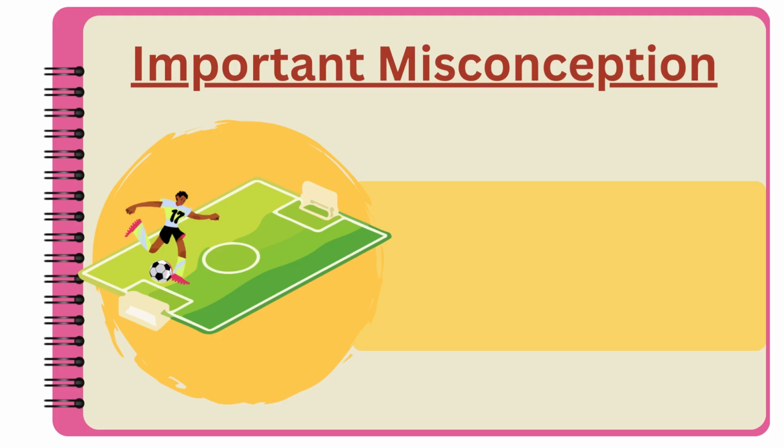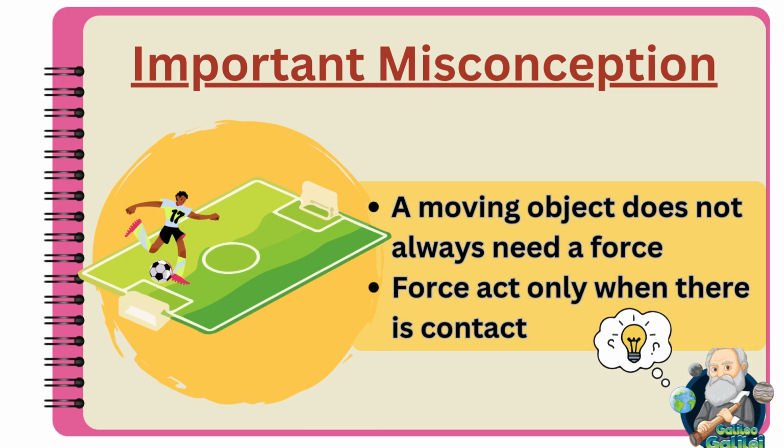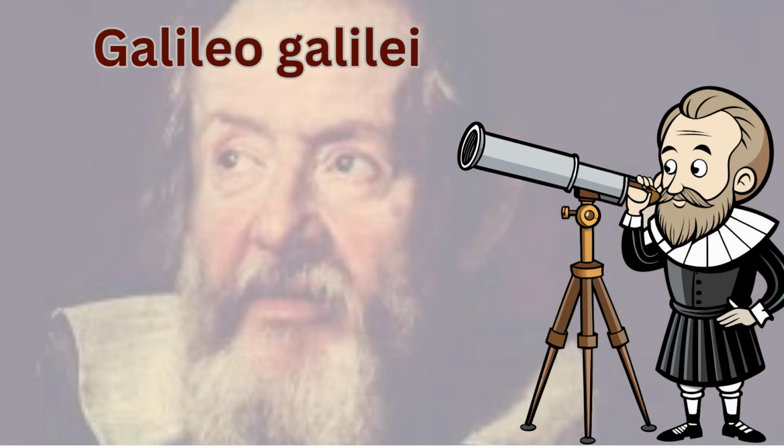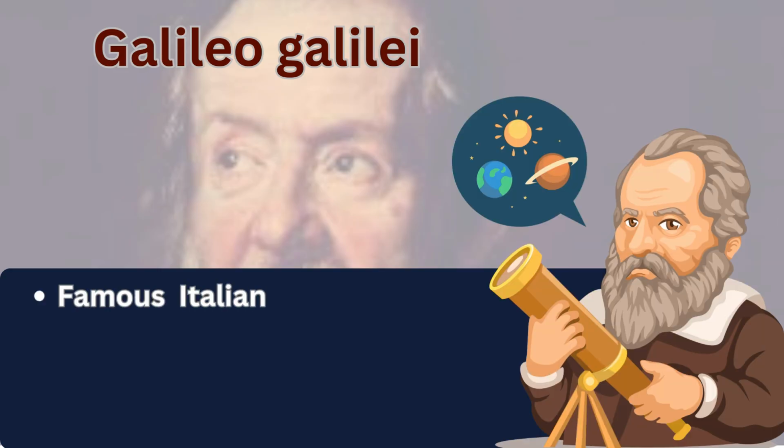Now we take a look at an important misconception, where many people think motion needs force, but this is not always true. A football slows down because of friction and air resistance, not because of motion itself. This idea was first explained by Galileo, where Galileo Galilei was a famous Italian scientist. He made groundbreaking discoveries in astronomy and physics.